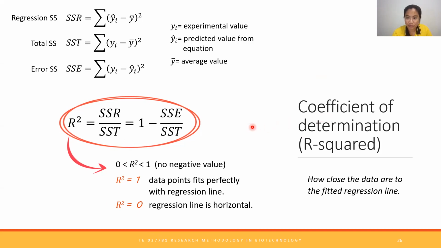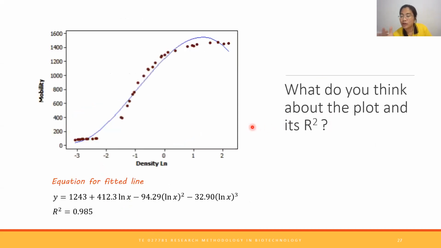Okay. I just want your opinion, whether an R square of 0.985 is good or bad. Please type in the chat.